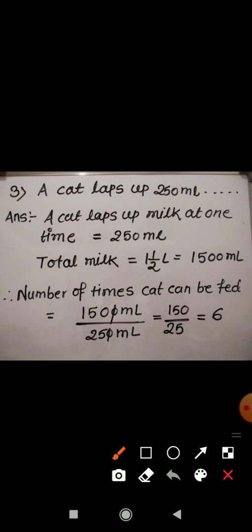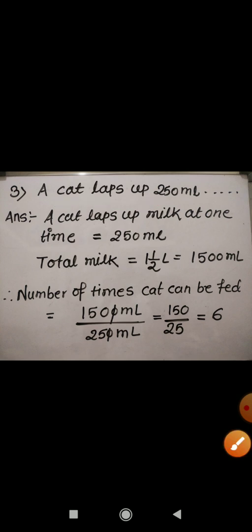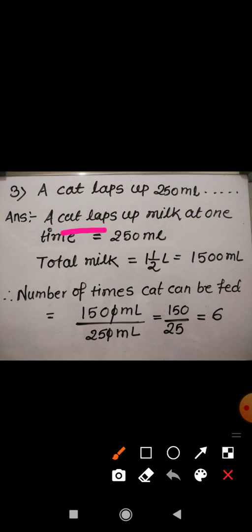And now the last word problem. A cat laps up 250 ml of milk at one time. Laps up means to drink. Then how many times can the cat be fed with 1.5 liter of milk? See, what is given to you? A cat laps up milk at one time, meaning the cat drinks the milk at one time.